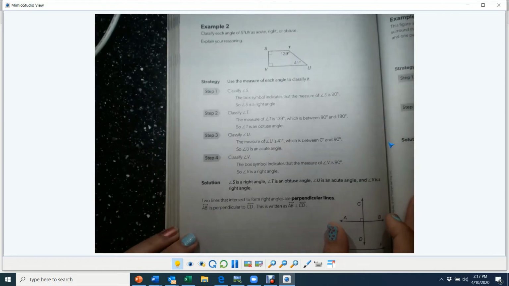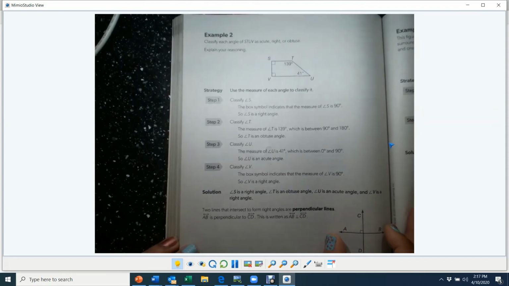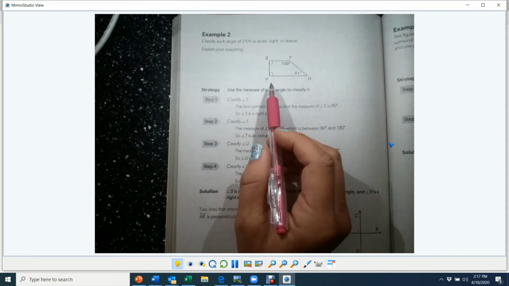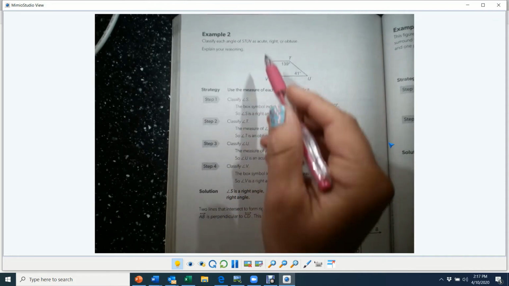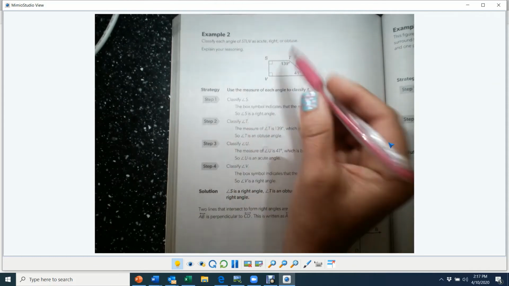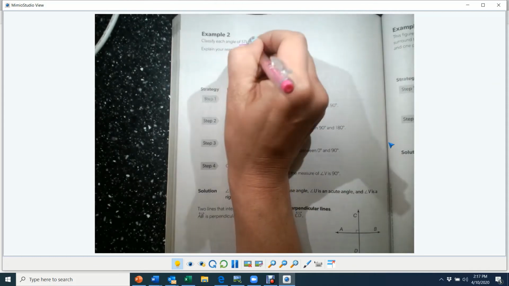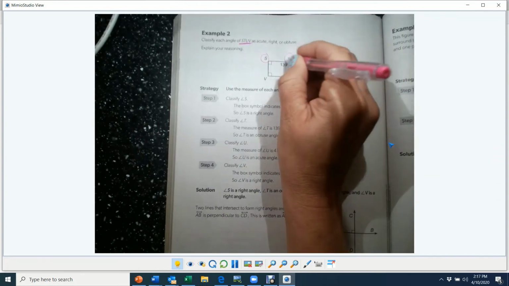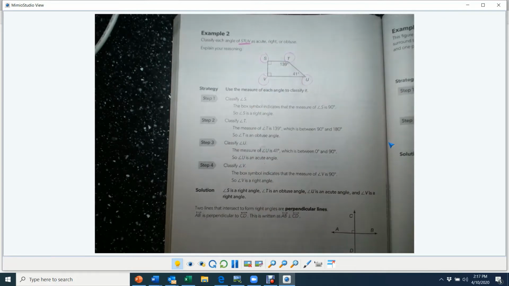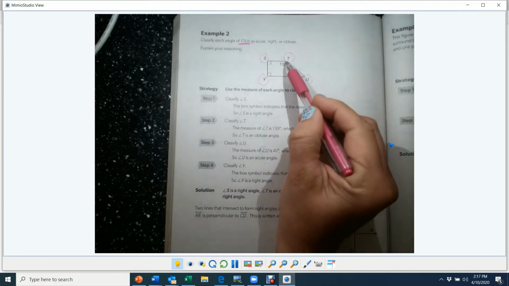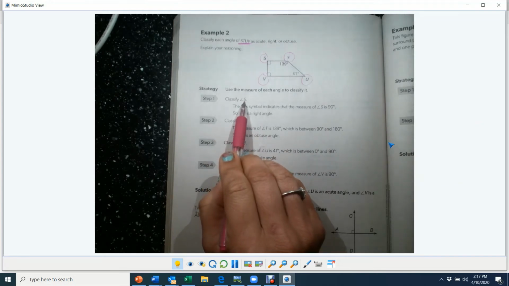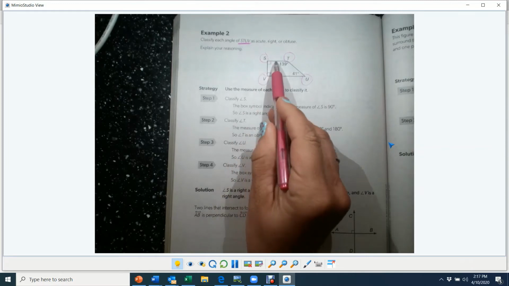All right, let's look at example 2. So they want us to classify each angle of STUV as acute, right, or obtuse. So you'll notice they took this, so I want you to underline it. They labeled this figure by talking about these 4 points. So circle those. And they want us to look at each angle inside of here, okay? So the first one, they're telling us to look at angle S. Well, S is right here, so that's this angle.